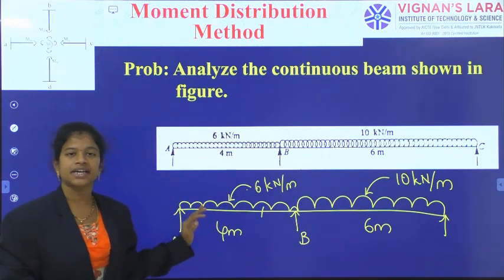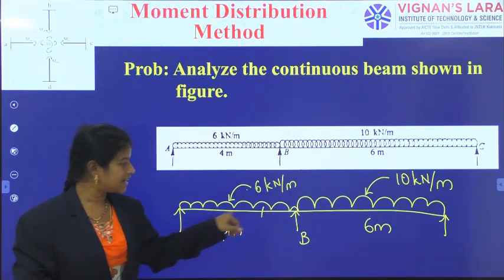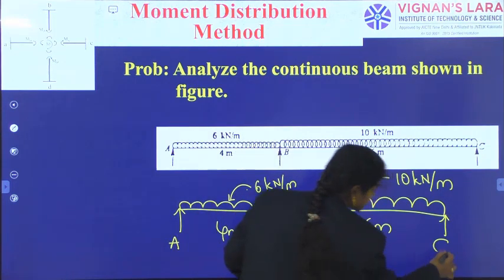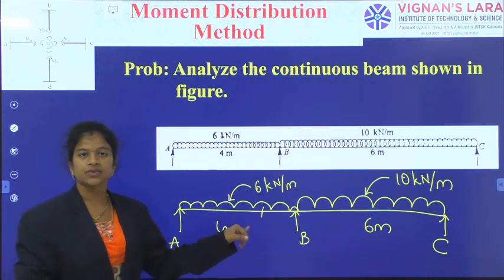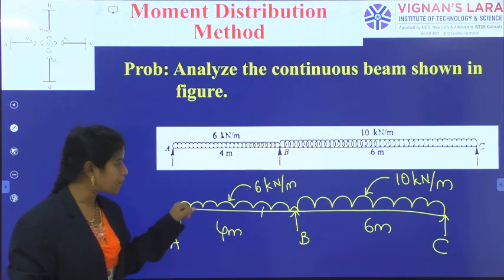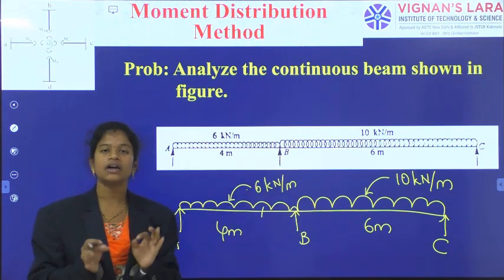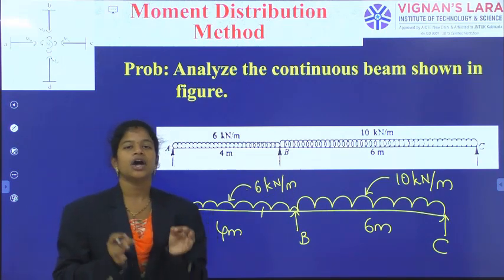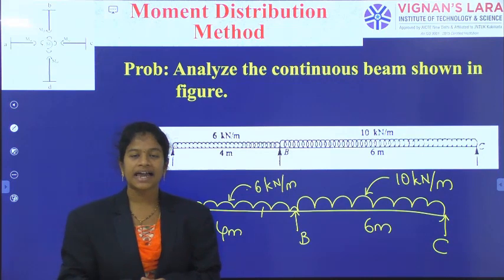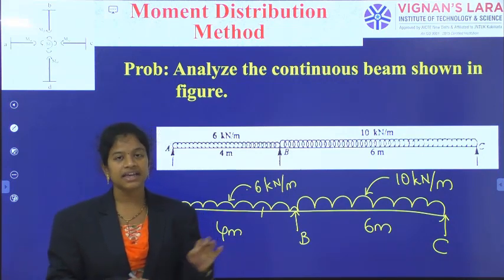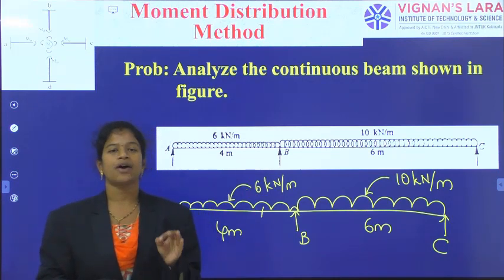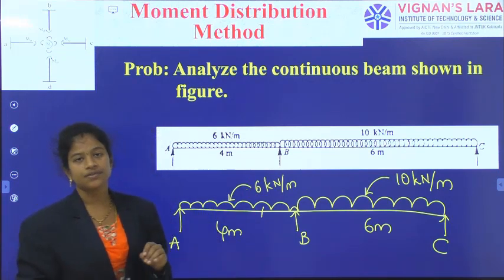For such a structure, it is a continuous beam with supports A, B and C as hinged-like conditions, as we have seen. So I can say the supports A and C are hinged or simply supported ends. For the moment distribution method, for calculating the support moments, what is the first step we have to do? We have to calculate the distribution factors.